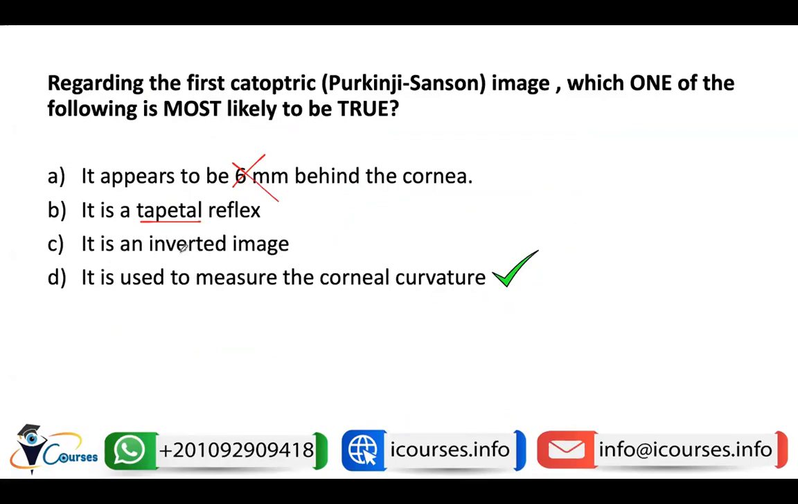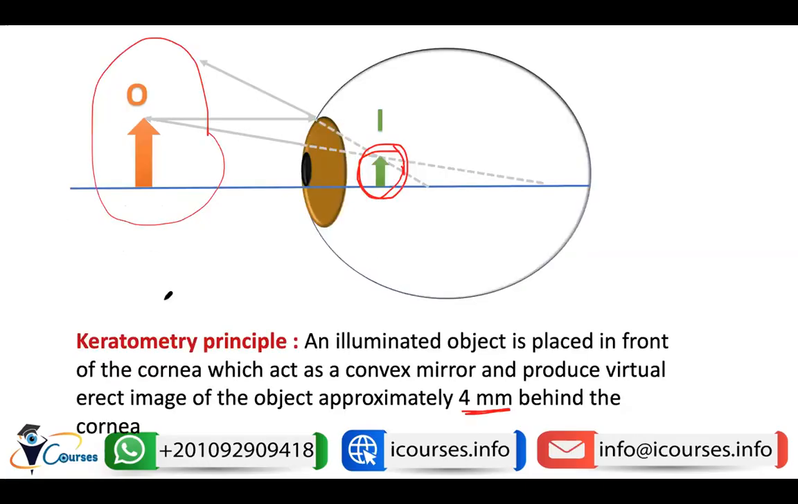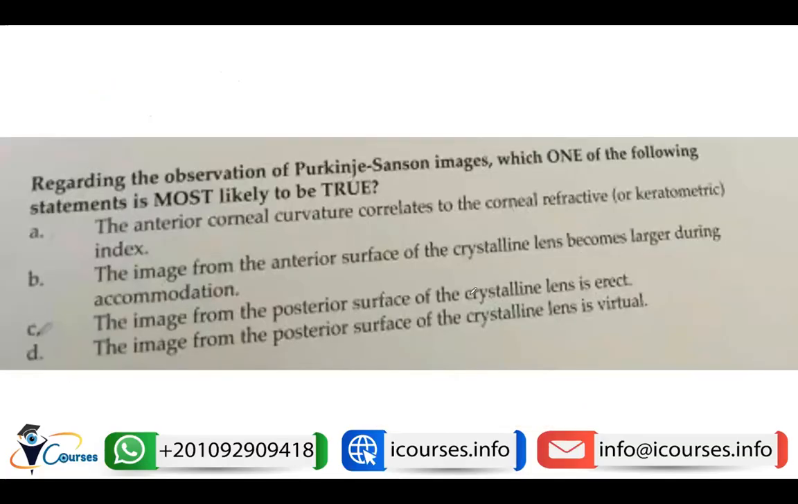No, we said it is an erect, virtual and magnified image and is used to measure the anterior corneal surface, because this is the base of a device called the keratometer to measure the anterior corneal curvature. So let's move now to another question about the Purkinje-Sanson images. So you see that they love this topic in the exam.